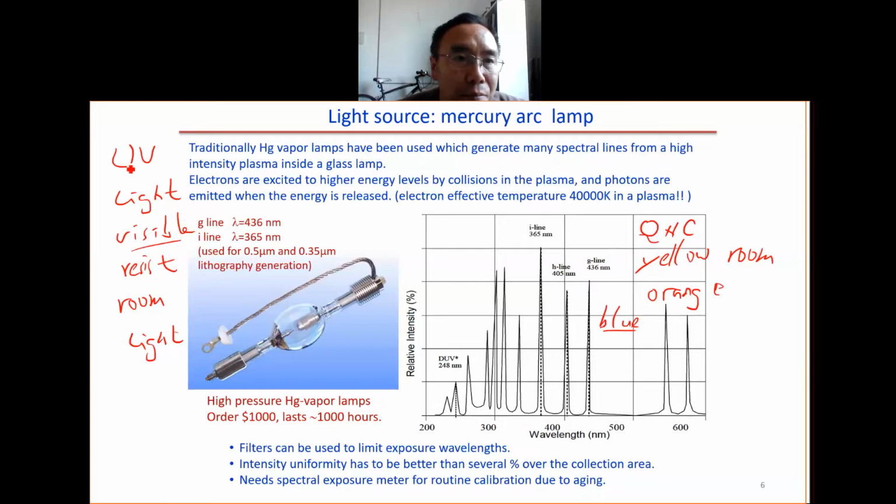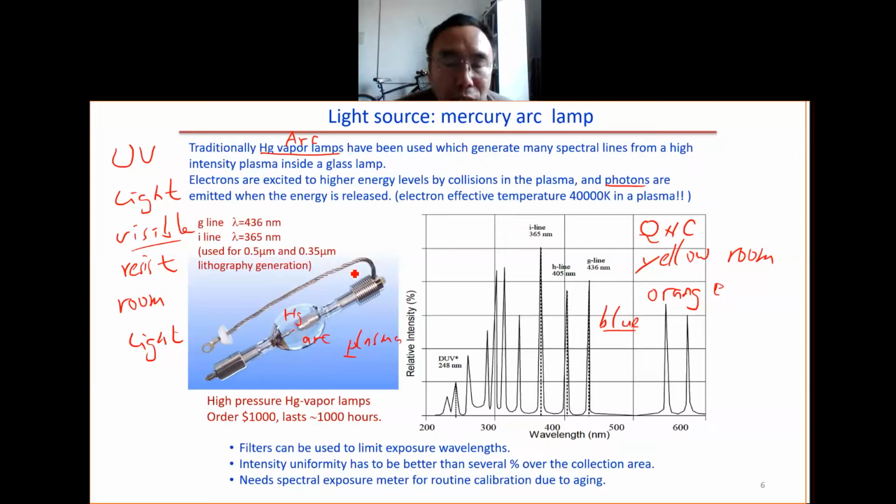So we use UV light. Traditionally, UV light is made by the mercury vapor lamp, also called the mercury arc lamp. You have the mercury vapor inside, and then you apply voltage. So we have the arc, we have the plasma in this glass container. Then the electrons are excited to high energy, and when they come back to the ground state, a photon is emitted.